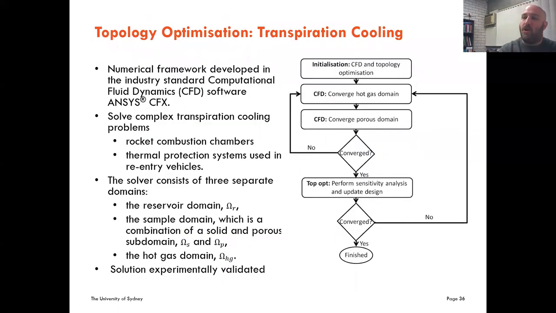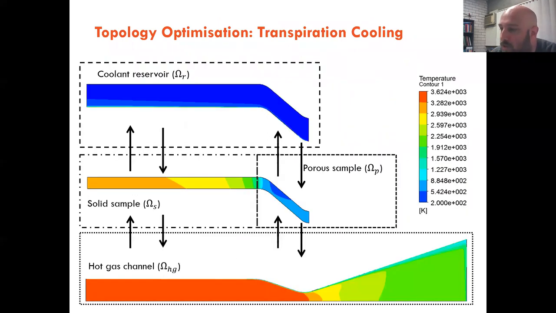But even that was not quite good enough, and we actually had to go to a three-domain solver where we solve the coolant reservoir, the hot channel, and we pass continuously in between to our solid and porous sample of the combustion chamber liner, the solution. And for each time step, we have to get a convergence to this before we can slowly converge the solution.